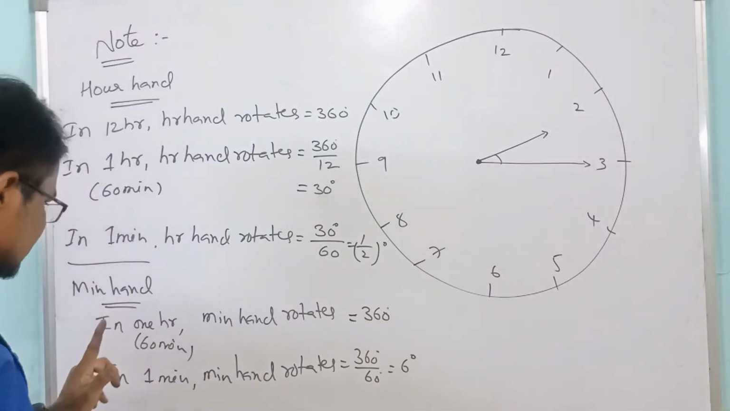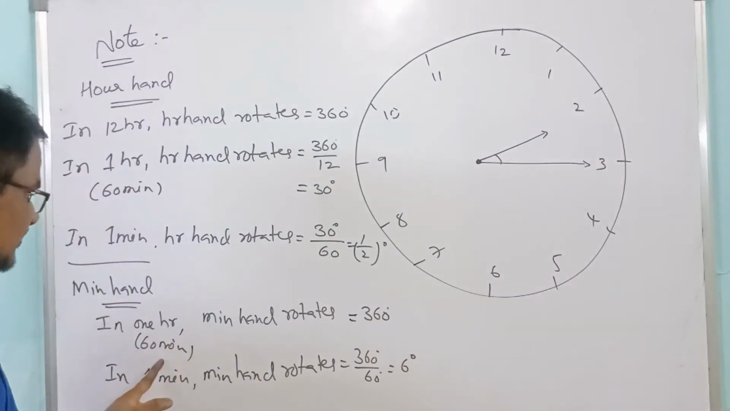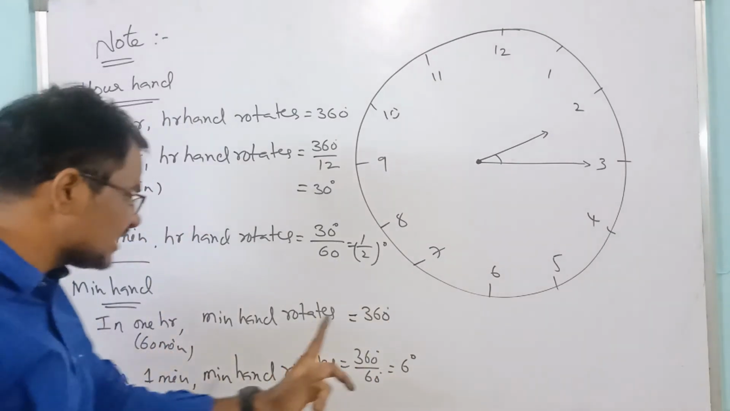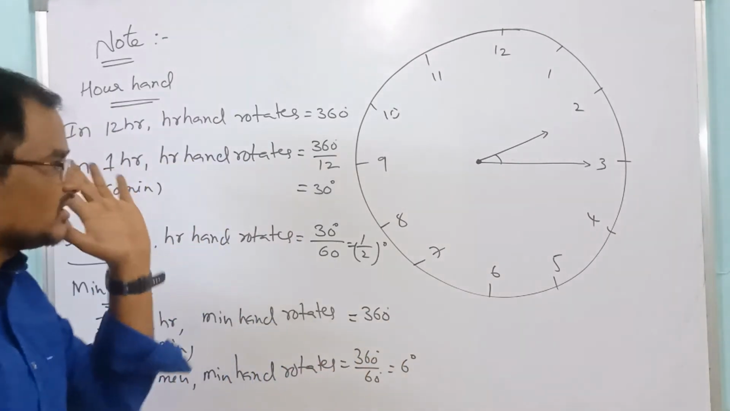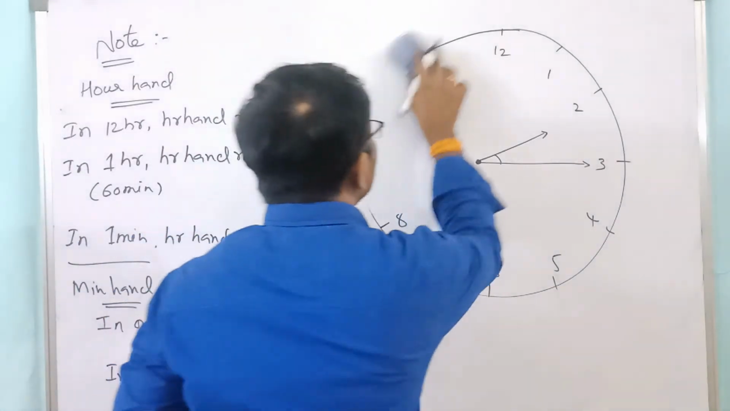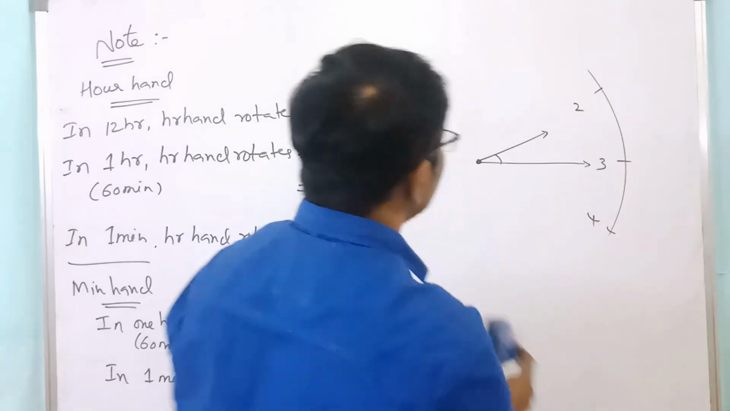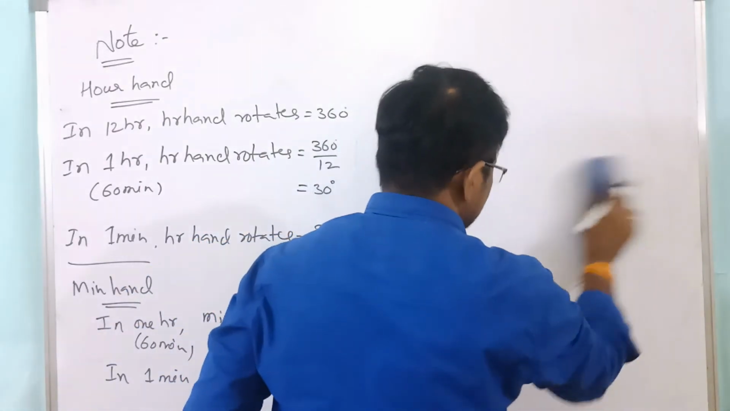Next, the minute hand. In 1 hour, means 60 minutes, the minute hand rotates 360 degrees. But in 1 minute, the minute hand rotates 6 degrees. Okay? So based on this, we have to take the problem. See here, 2:15 you have taken. So they will ask the problem like this.